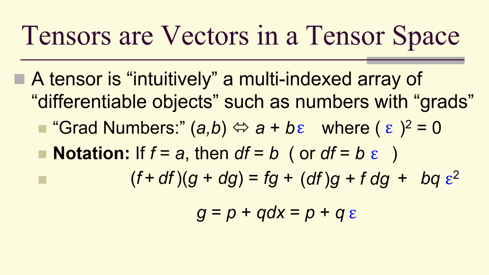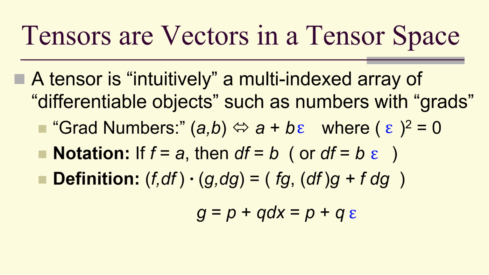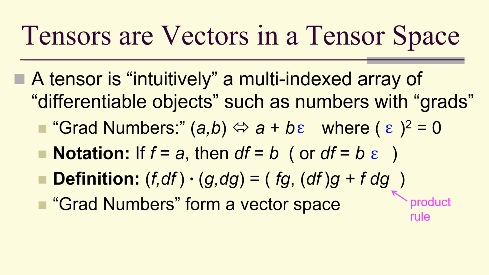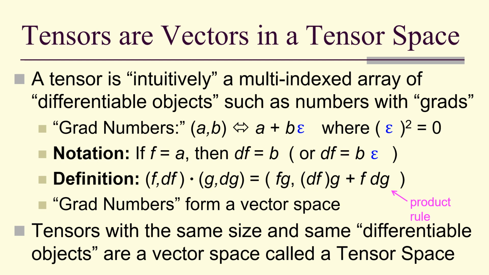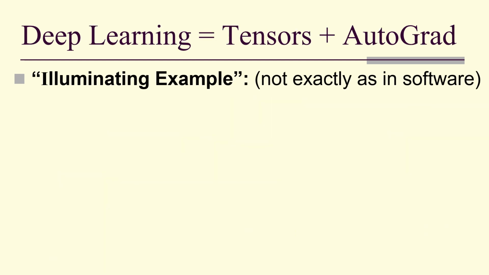This is b q epsilon squared at the very end, and so it goes away. And so we end up with this definition of multiplication of a function, or a number f, and its grad number df. And it's just the product rule. So grad numbers form a vector space. Tensors with the same size and the same differentiable objects are a vector space called a tensor space. So this isn't exactly how it's done in the software, but it'll give you some insight.